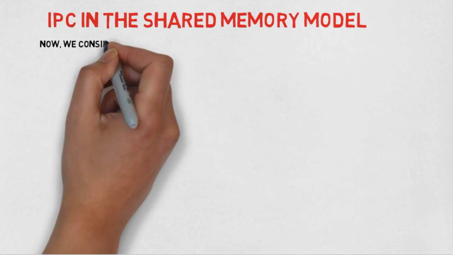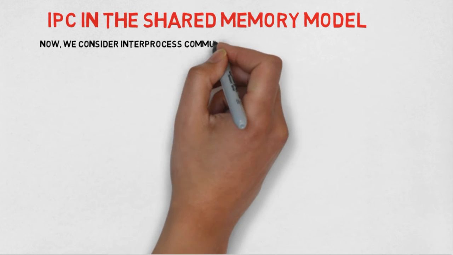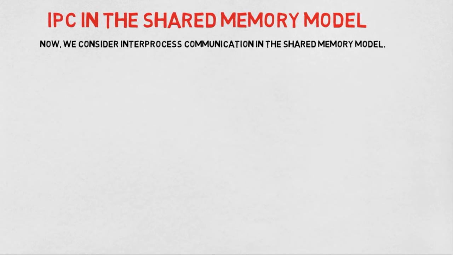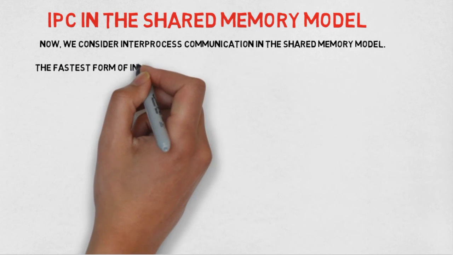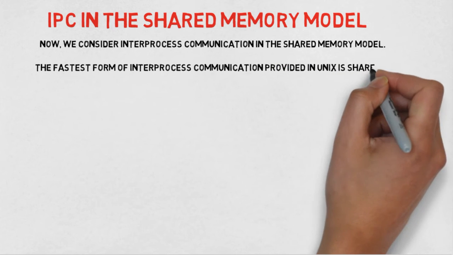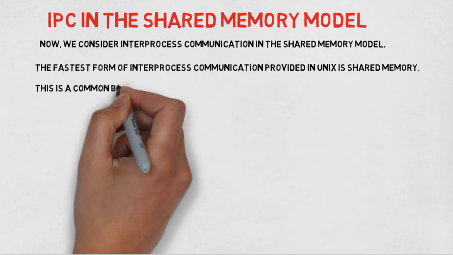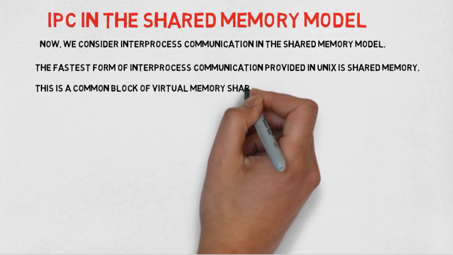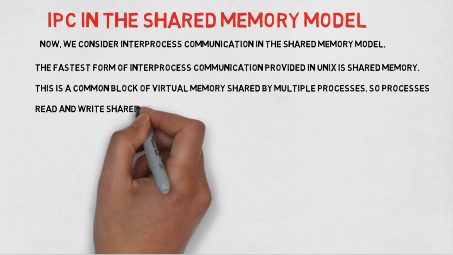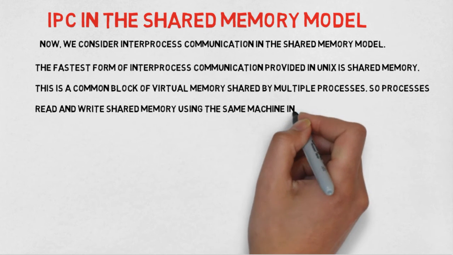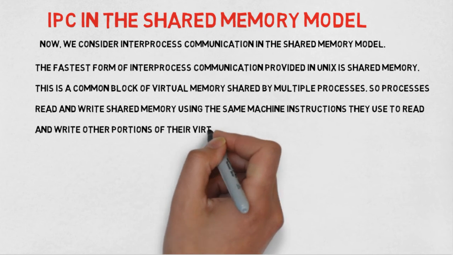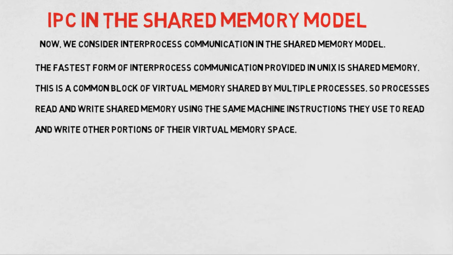Now, we consider interprocess communication in the shared memory model. The fastest form of interprocess communication provided in Unix is shared memory. There is a common block of virtual memory shared by multiple processes. So processes can read and write shared memory using the same instructions they use to read and write other portions of the virtual memory space.